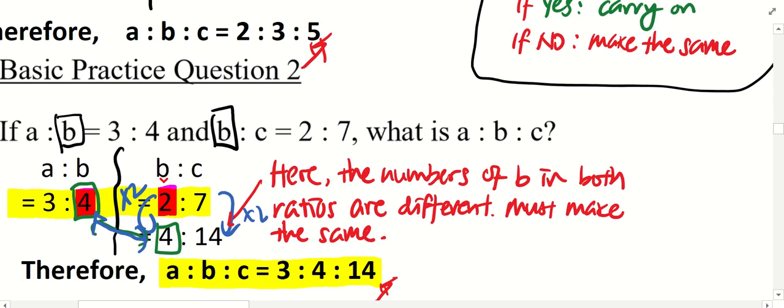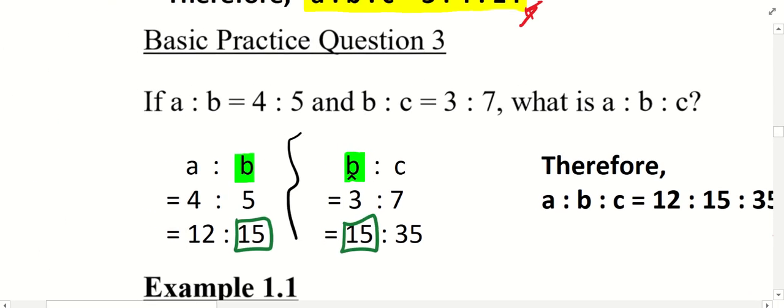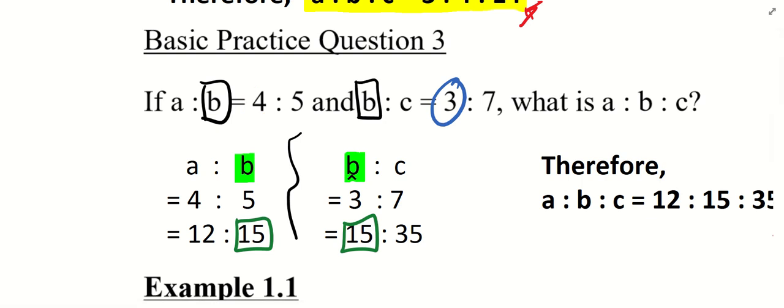Let's check our understanding with practice 3. In practice 3, we realize that again, B is in common. It's common for both ratios, but on the left hand side it is 4 units and on the right hand side 3 units. Sorry, on the left hand side is not 4 units but 5 units. So on the left hand side, we have 5 units, and on the right hand side it is 3 units. They are not the same, 5 and 3.